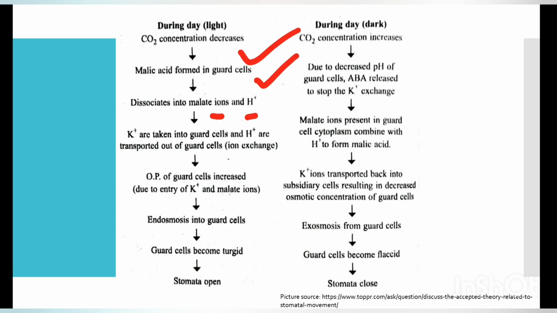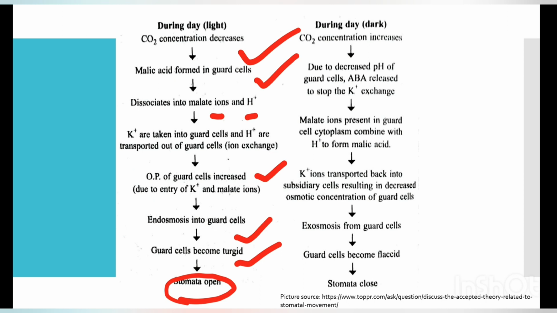K+ is taken into the guard cell and H+ is transported out of the guard cell in the process of ion exchange. When K+ enters, or there is an influx of K+ into the guard cell, it causes an increase in the osmotic pressure of the guard cell. When the osmotic pressure increases in the guard cell, endosmosis occurs and water enters inside the guard cell. As a result, the guard cell becomes turgid and the stomata remain open.